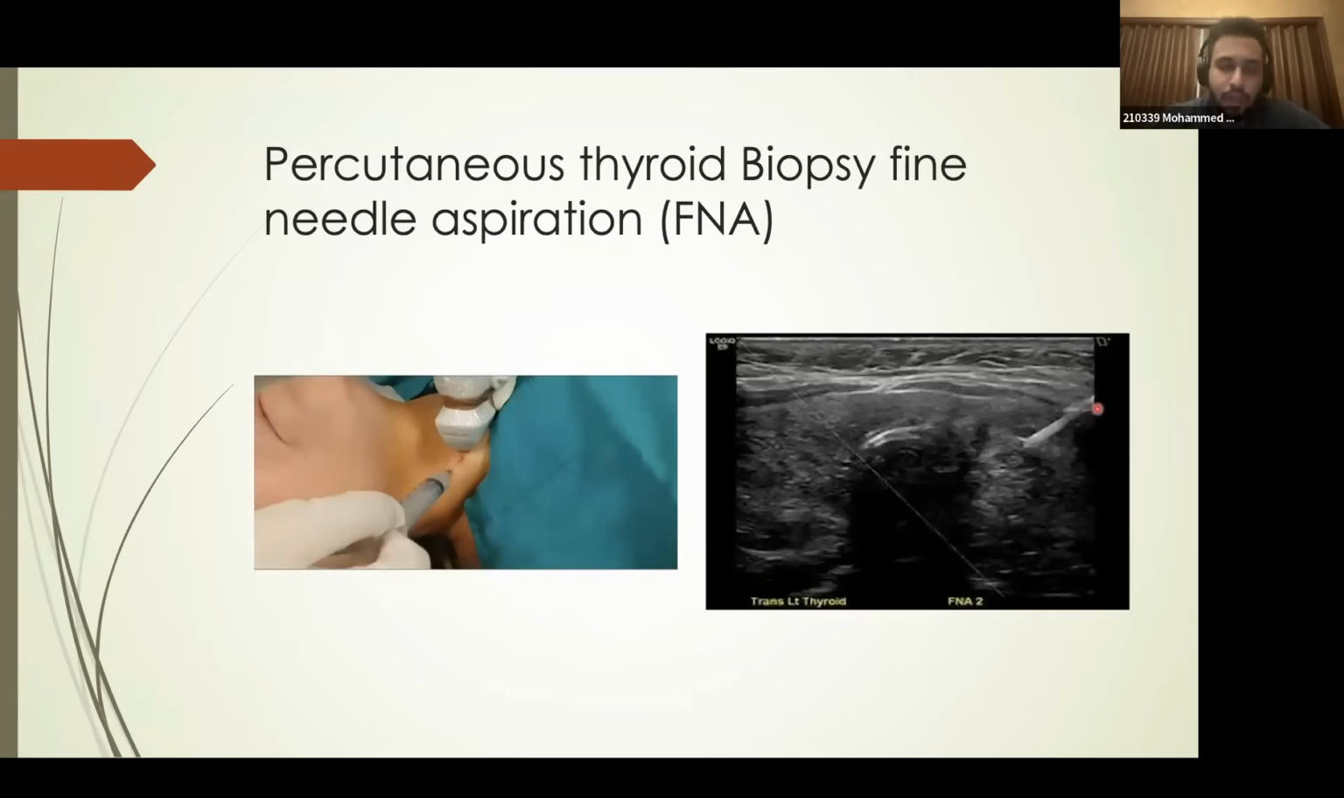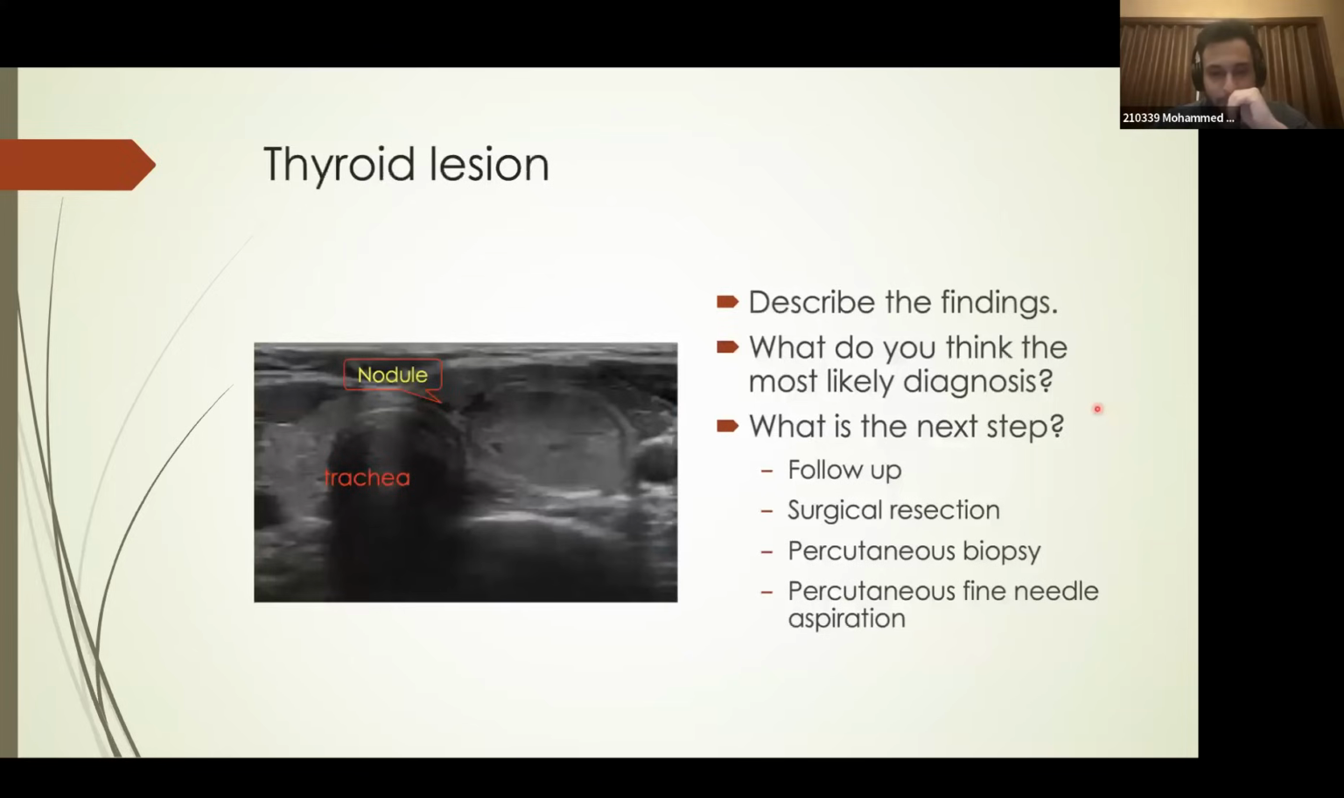FNA is the way you check for thyroid. Core is for breast. If by any rare chance they ask you that, now you know. But I doubt they're going to ask you that. FNA is for thyroid. Core biopsy is for breast. Just as a fun fact.